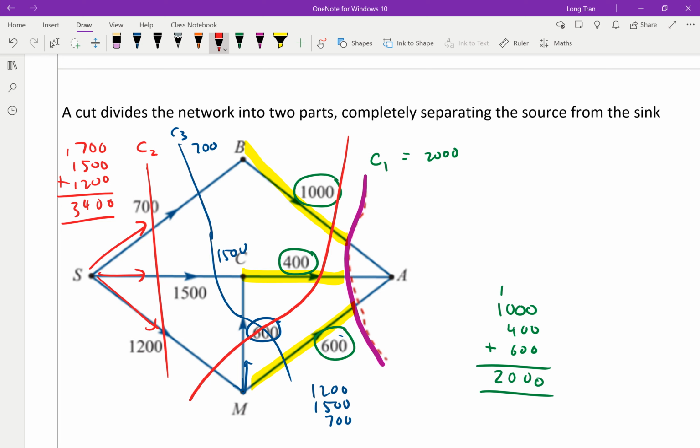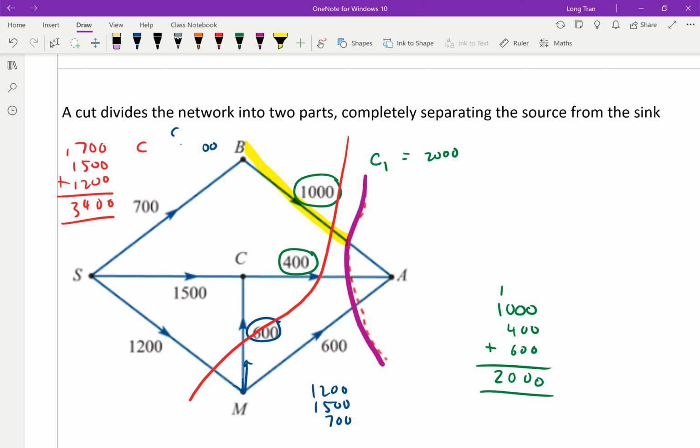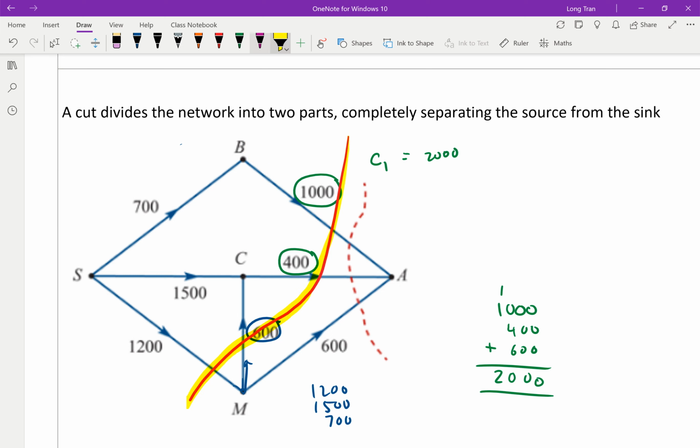So this one's the interesting one. I'm going to highlight it again. I'm just going to rub all these ones out. Why do I not include, when I do this red cut here, why do I not include the 600 going from the sink? From the source. Source comes out, the sink is from that direction.